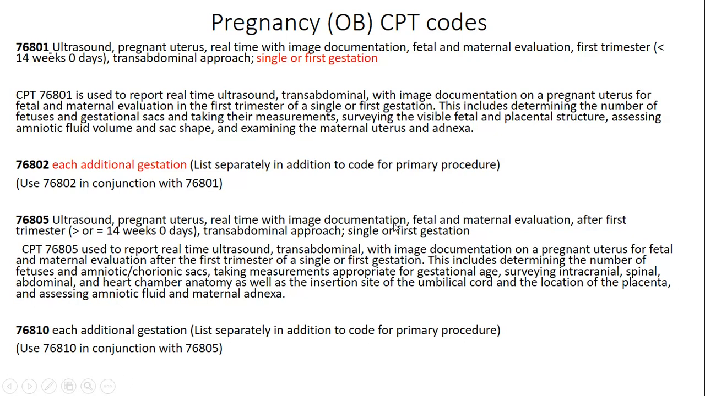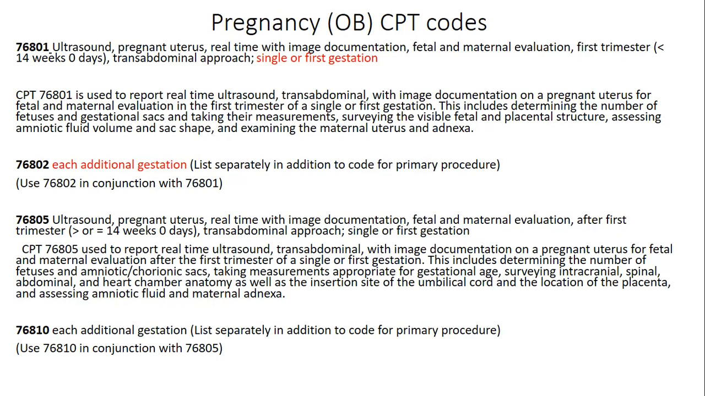In this exam they determine the number of fetuses and the gestational sacs, and they take measurements, surveying the visible fetal and placental structure, assessing amniotic fluid volume and sac shapes, and examining the maternal uterus and adnexa. So in CPT code 76801 you will see all these things documented in the medical report, and this is done for the first trimester, that is less than 14 weeks. For each additional gestation you will use the code 76802.